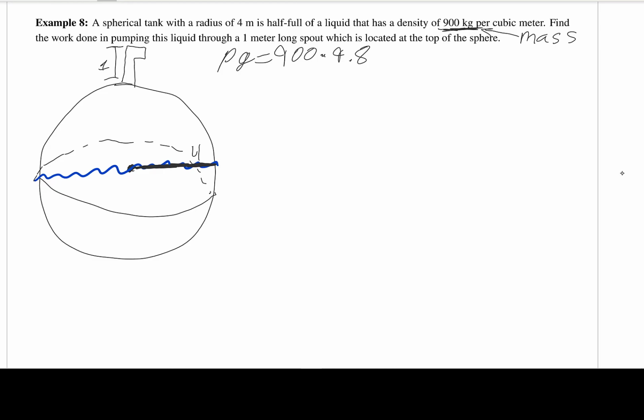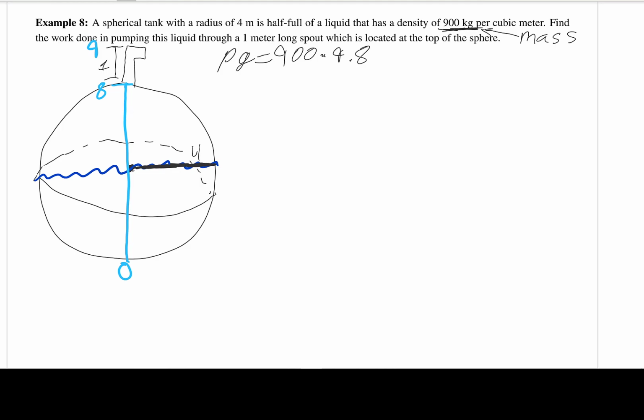Now what I can do is represent this with an XY axis. So if this is 0, well, the radius is 4, so this part would be 4, and this part would be 4. So in total, this is going to be 8. So this point up here, this would be 8. And then adding on 1 for the spout, this would be 9.